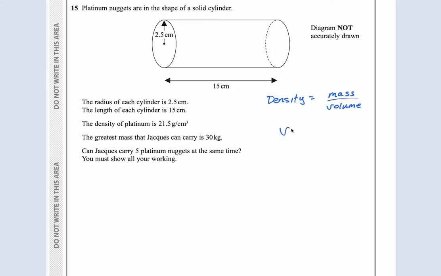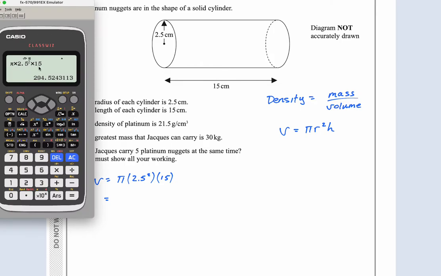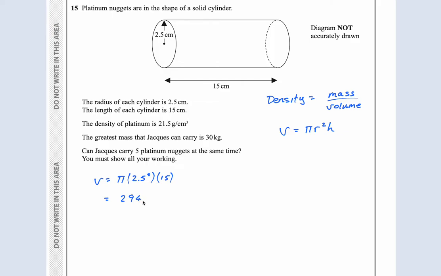The formula for the volume of the cylinder is pi r squared h. That is given in the formula sheet, where h is the length. In this case, it's 15. So let's first get the volume, and then we can use the density equals mass over volume formula. The volume of the cylinder is pi times r squared, 2.5 squared, times h, which is 15, equals 294.52. Okay, so I have the volume of this.